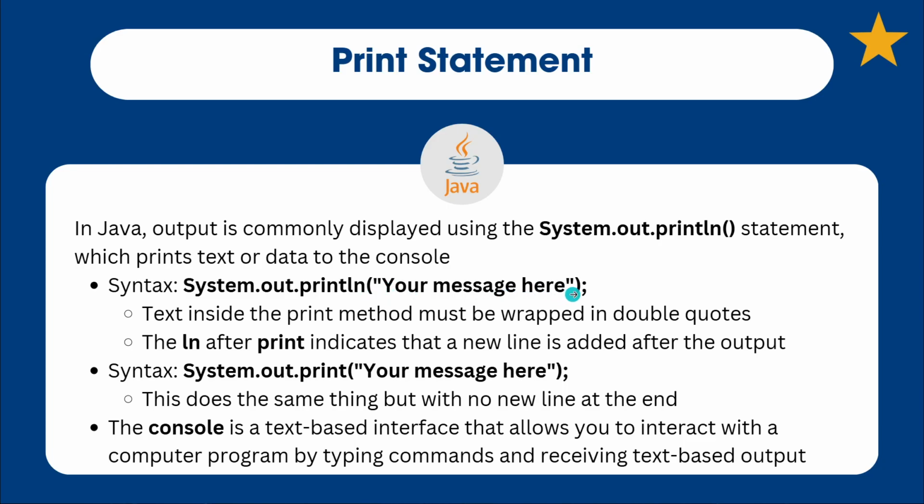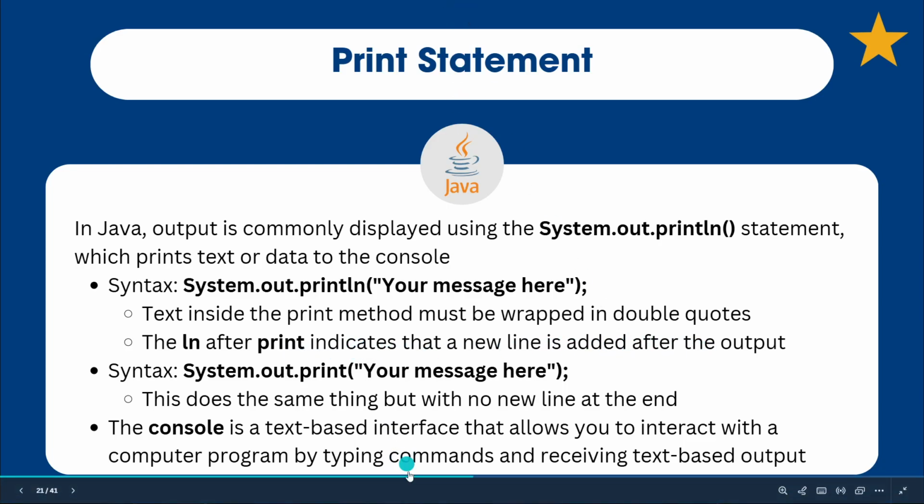And then you also need your parentheses right before the quotes. The ln after the print indicates that a new line is added. Not sure why it's reversed. If you would want to explore the reasoning behind that, definitely let me know, because I'm not sure why it's ln instead of nl, for example. All right, so that indicates that a new line is added after the output.